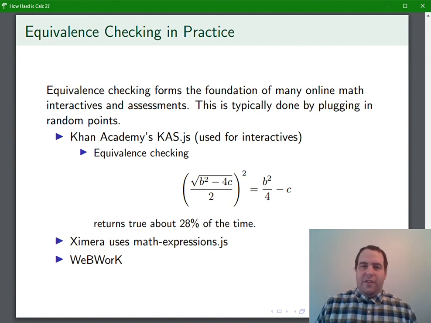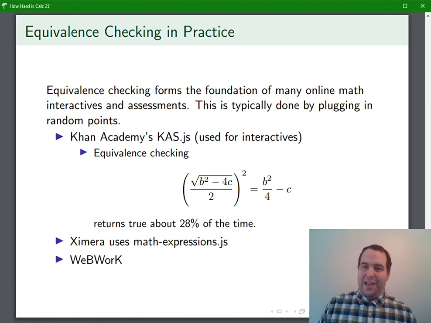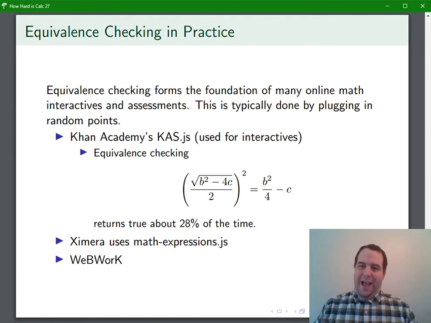So for instance, Khan Academy's cast.js uses a number of techniques, but one of the techniques that it uses for equivalence checking is by plugging in random points. And what this means actually is that if you have two formulas that are almost equivalent to each other, here I have an instance of formulas that are almost equivalent to each other, but there's like an absolute value in there.